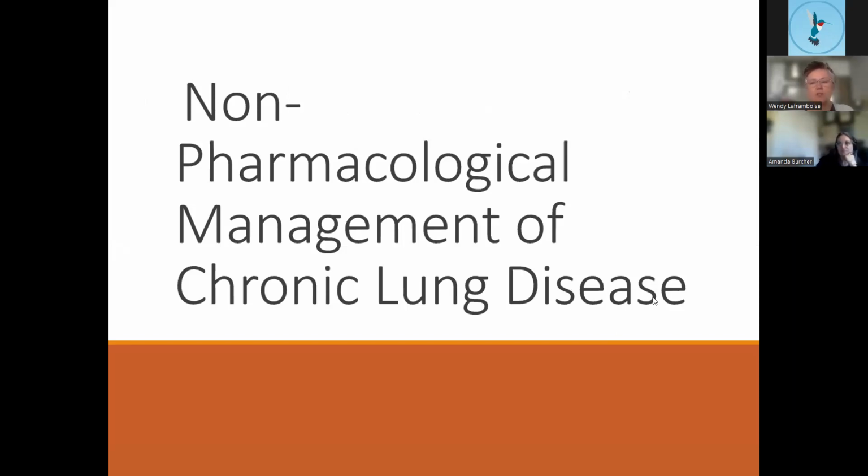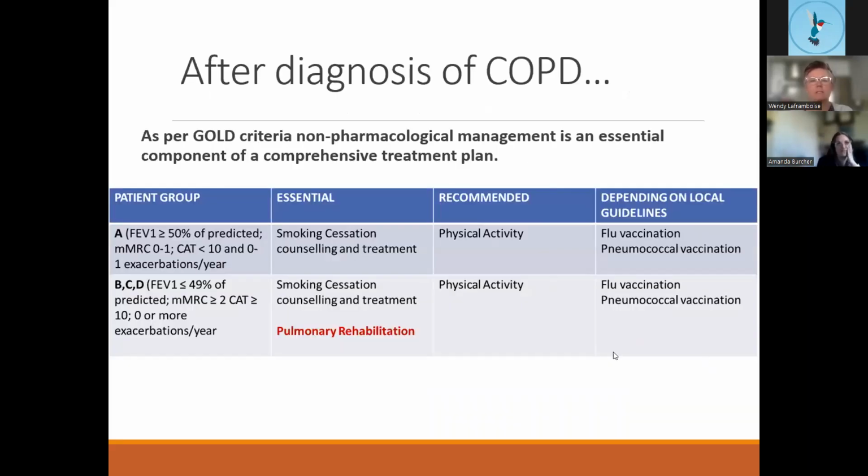So we talked about the pharmacological management of both pulmonary fibrosis and COPD, and we'll just discuss some non-pharmacological management of chronic lung disease. GOLD guidelines break it down into different groups. So we talked about GOLD A, B, C, D. For GOLD A, absolutely essential is smoking cessation counseling and treatment. Recommended is physical activity, and then of course the guidelines suggest all the vaccines. And then for patients with an FEV1 less than 49%, again, everybody gets smoking cessation counseling, recommended physical activity, vaccines. And then this is where pulmonary rehab is recommended.